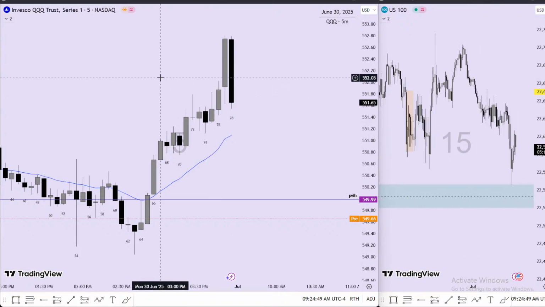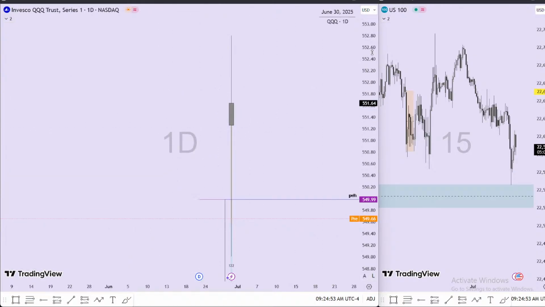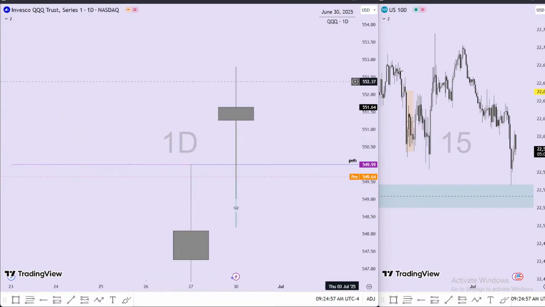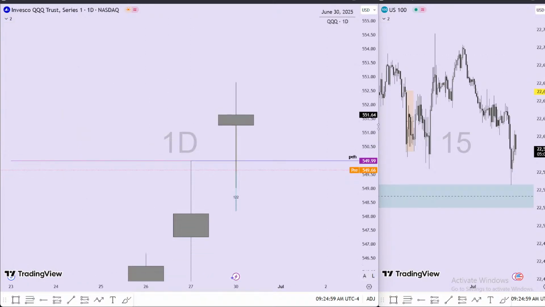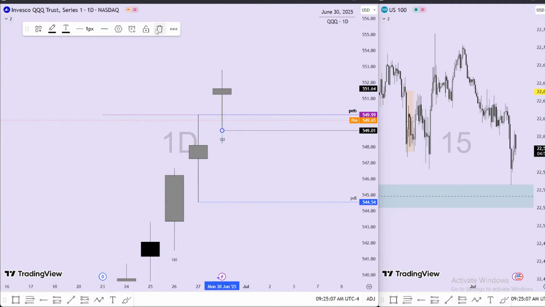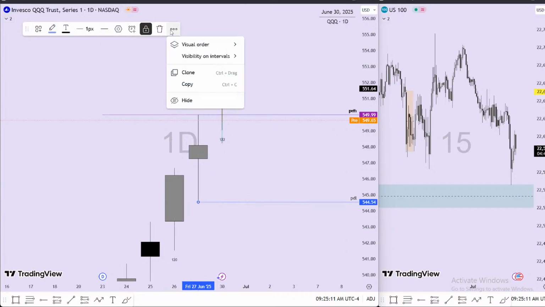So let's start with the daily time frame, daily chart. Yesterday we have a doji, not a very strong closing for the bulls, but still we might retest this low, the previous candle's low. So I'm gonna mark this as PDL, or the previous day's low.